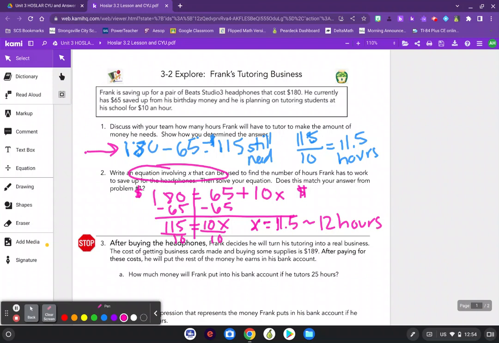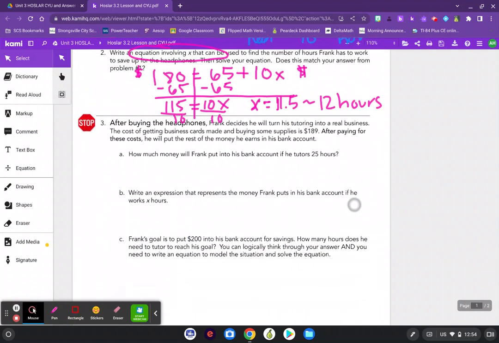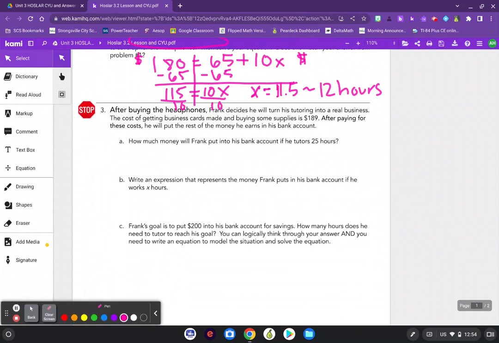So let's see what 3 has for us. 3 says, after buying the headphones, so this sounds to me like he's already saved up the money, he's bought the headphones. After buying the headphones, Frank decides he will turn his tutoring into a real business. The cost of getting business cards made and buying some supplies is $189. After paying for these costs, he will put the rest of the money he earns in his bank account. So it sounds like he's already saved up the $180. So we're kind of starting fresh with my savings.